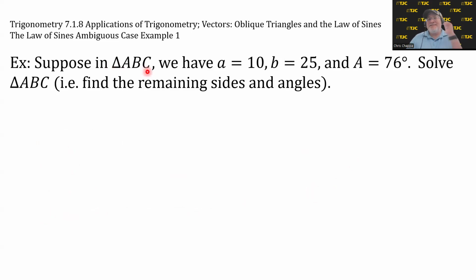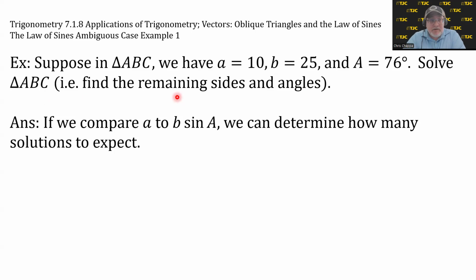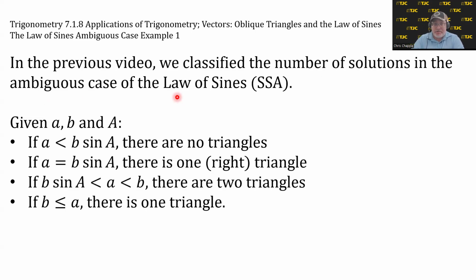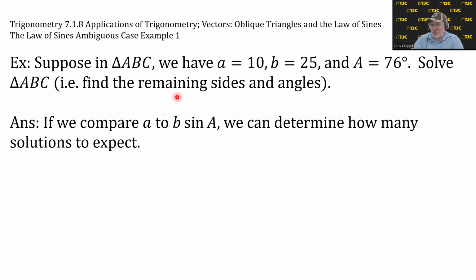Suppose triangle ABC. We have side a is 10, side b is 25, and angle A is 76 degrees. Solve triangle ABC. In other words, find the remaining sides and angles. Now, we could compare side a to b sine of angle A and determine how many solutions to expect according to this. So let's try that and see what happens.